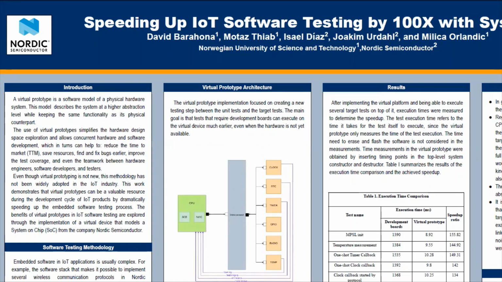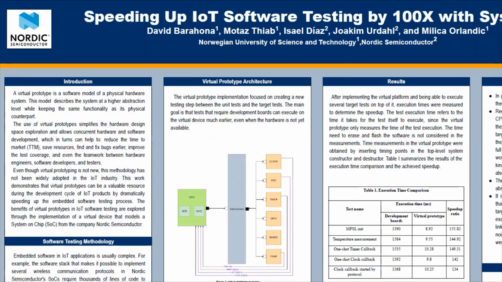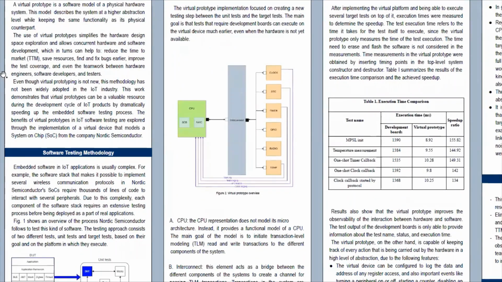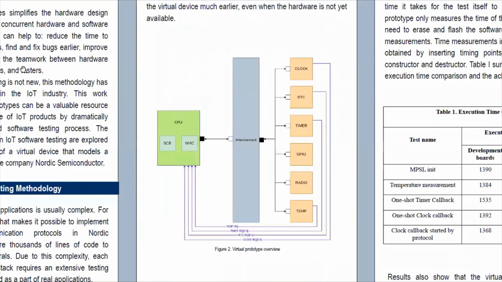It has a CPU model, an interconnect element, and several peripheral models. These include peripherals such as a clock controller, a real-time clock, a timer, a GPIO peripheral, a radio peripheral, and a temperature sensor peripheral.